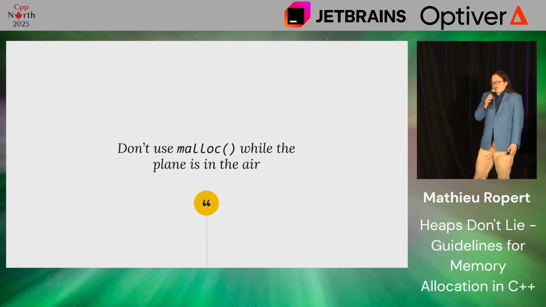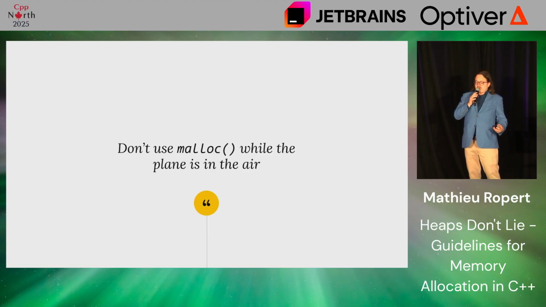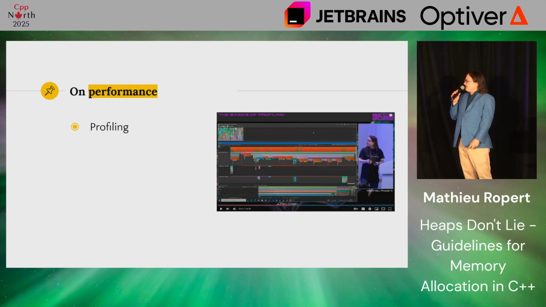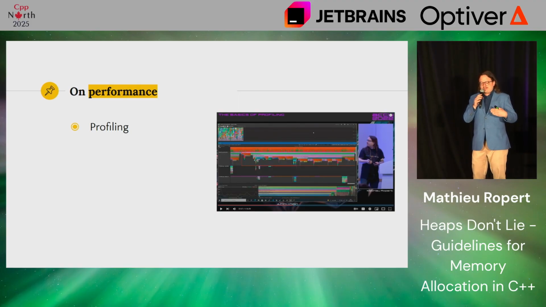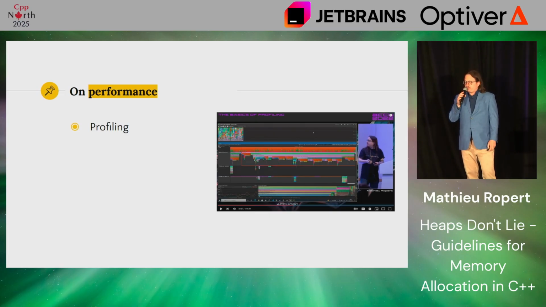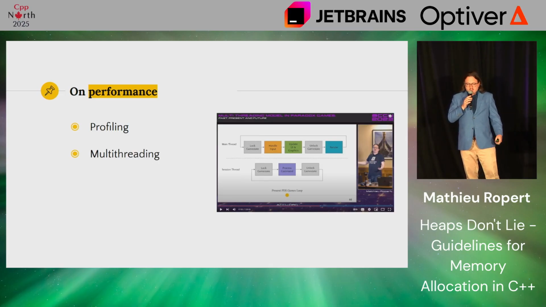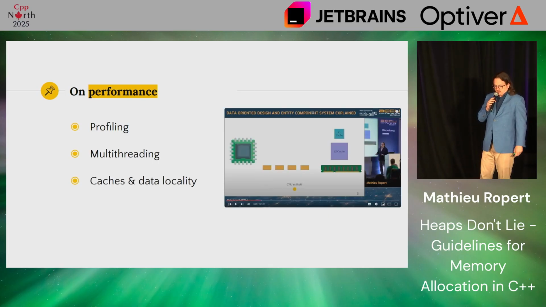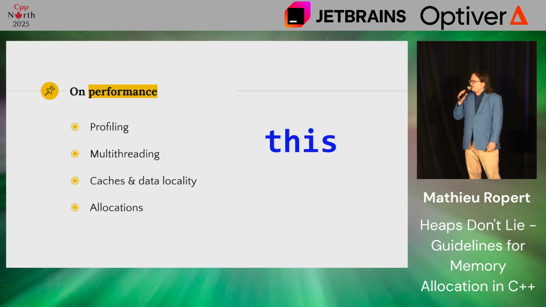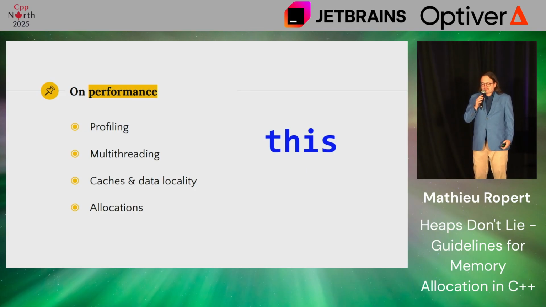So I tried to delve a bit into this and figure out where that's coming from, and there's some reason to it. I'm on the tail end of a discussion about performance through my talks. I talked about profiling, multi-threading, caches and data locality, and finally we talk about memory allocation, also in regard to performance, but that's kind of the end of a long series.